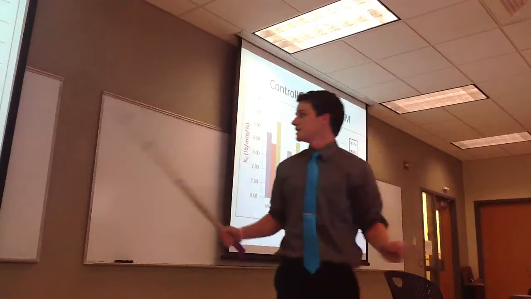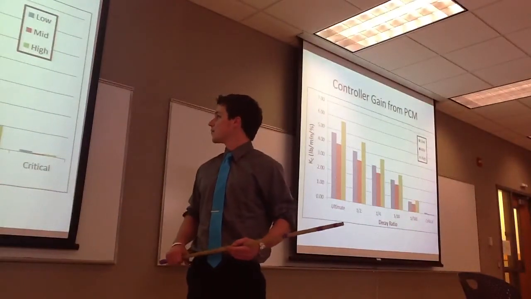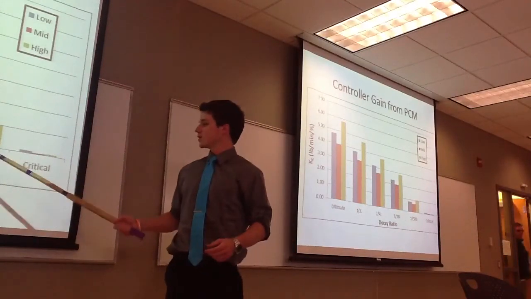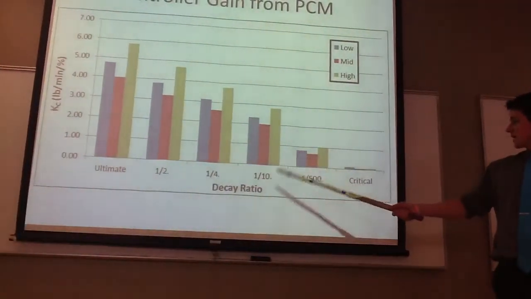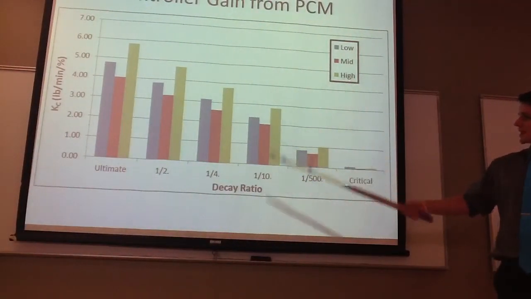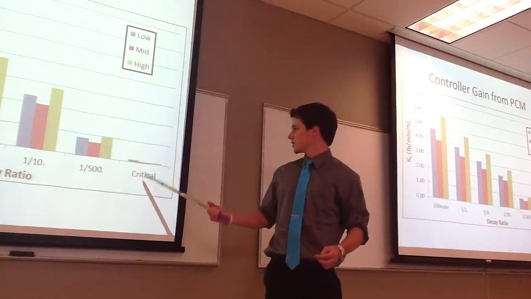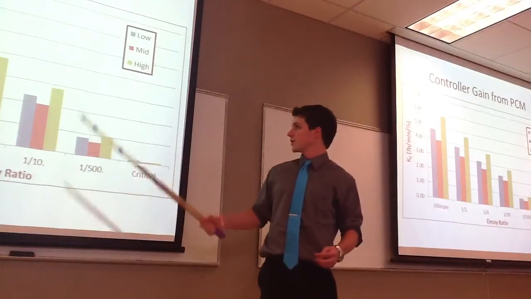This is the data for each of the ranges, where the green is the high operational range, the red is the middle operational range, and the blue is the low operational range. These are plotted, the KC values for different decay ratios from ultimate to critical, where they increase as they go from critical to ultimate.